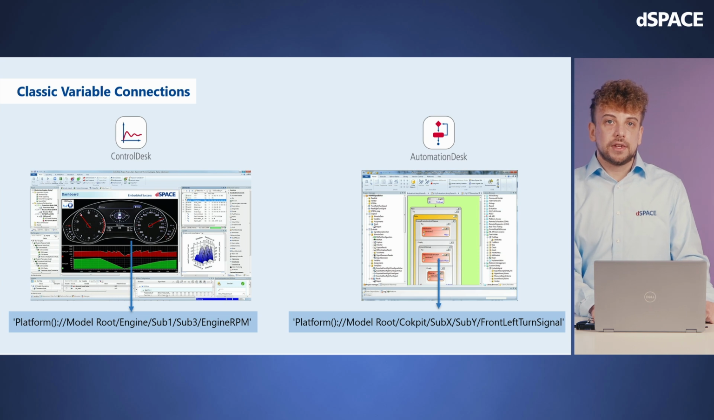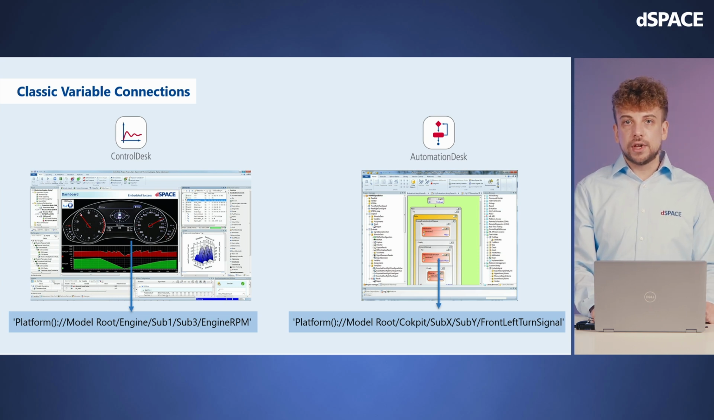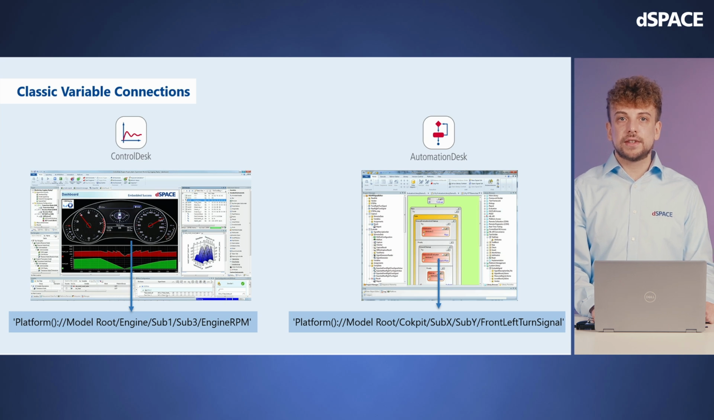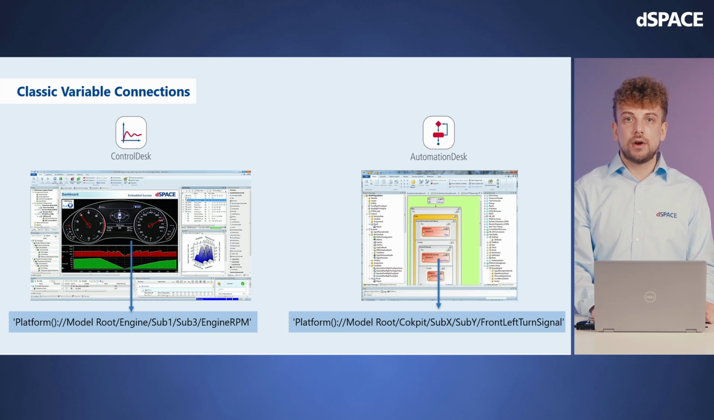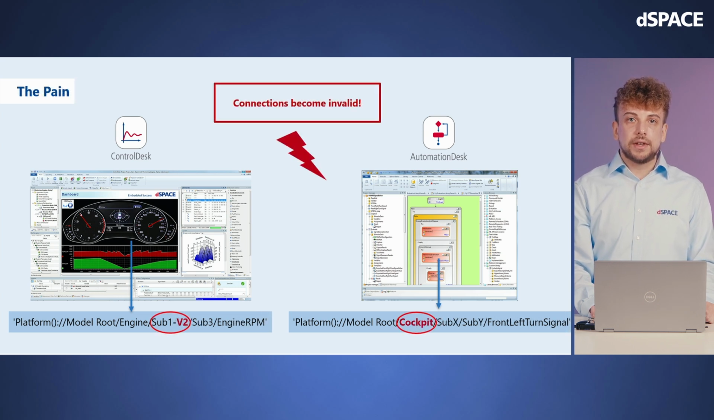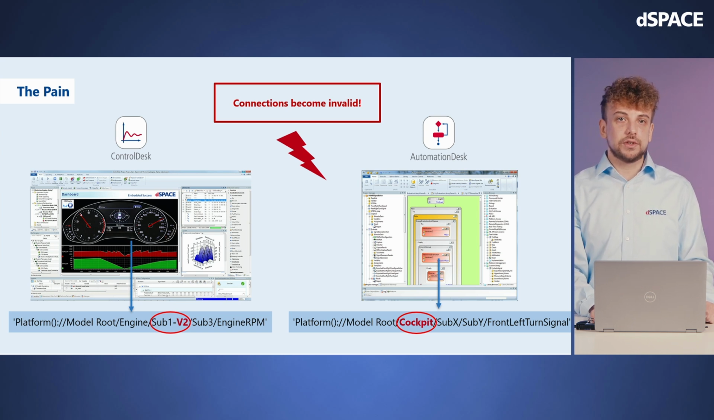So I have another example here. What can we see here? We have a ControlDesk experiment with a layout showing an instrument cluster with speed and RPM measurement in control lists, and also a test case in AutomationDesk and this variable path here for your connections. If you now modify your model by adding another subsystem or fixing a typing error you made before, layout and data connections are lost, and as I said before, SIL Mapping solves this issue.